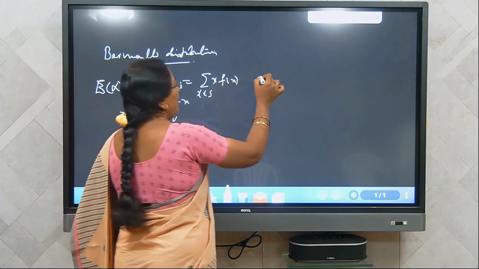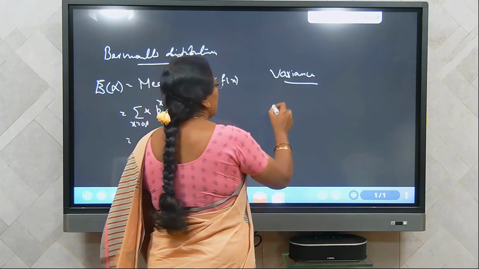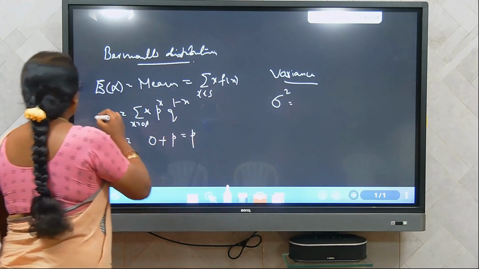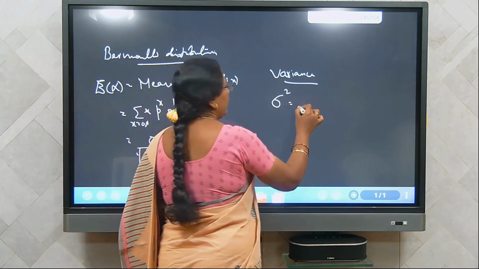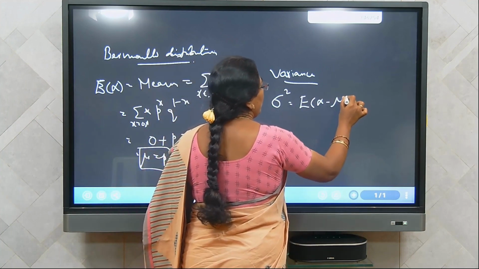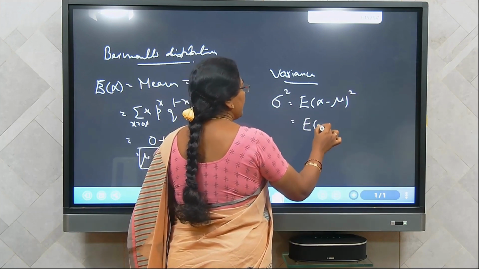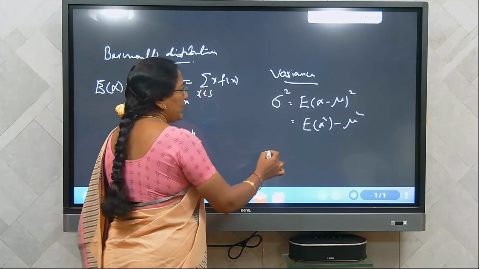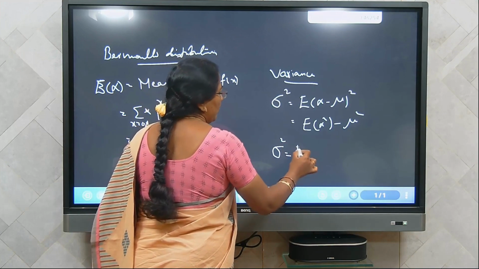In the same way we can define variance. Variance is given by sigma square. Here we use the notation mu for expectation of x. Variance is given by expectation of x minus mu whole square, or we can use another formula also, expectation of x square minus mu square. In the similar manner we can find this value sigma squared as p into q.